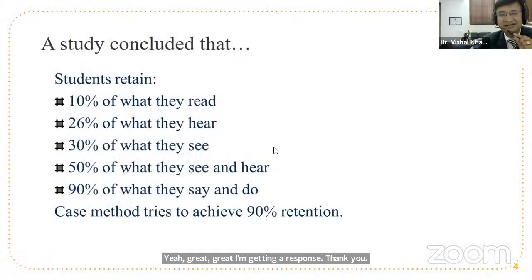So, my dear friends, this is the real data which I'm sharing with you. What is the importance of case study? If you read, you are able to retain 10% of the knowledge. If you hear, you retain 26%. If you see, you retain 30%. But if you see and hear, you retain 50%. But what they say and you do is very important.